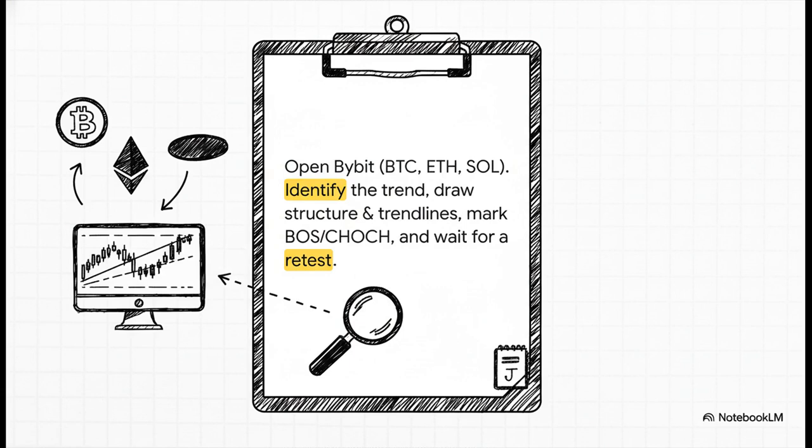Knowledge is pretty useless if you don't apply it. So here's your homework. Open up your Bybit charts, look at Bitcoin, Ethereum, or Solana. And here's the key. Don't trade, just watch. Mark up the structure, identify a valid break of structure, and then just watch and see if price comes back for that retest. Take screenshots, journal what you see. This is how you build real confidence.